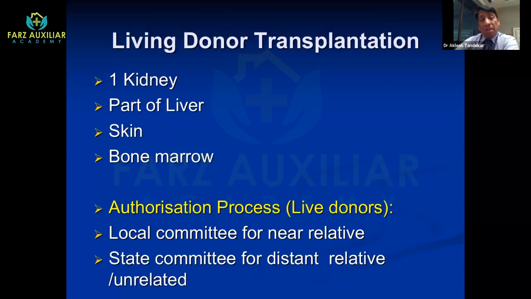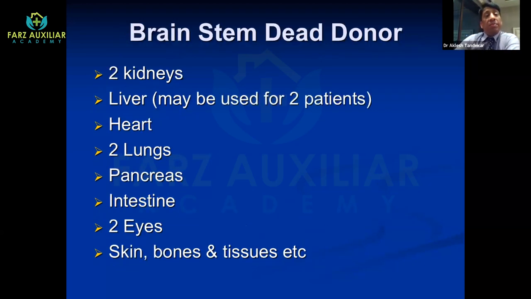If there are no organs, no transplantations will happen. As far as living donor transplantation is concerned, one kidney, part of the liver, skin, and bone marrow can be transplanted through an authorization process. For this, there is a local committee which scrutinizes the relatives, and there is another state committee, which is required in cases of distant or unrelated donors. In that case, you have to involve a state level committee also.